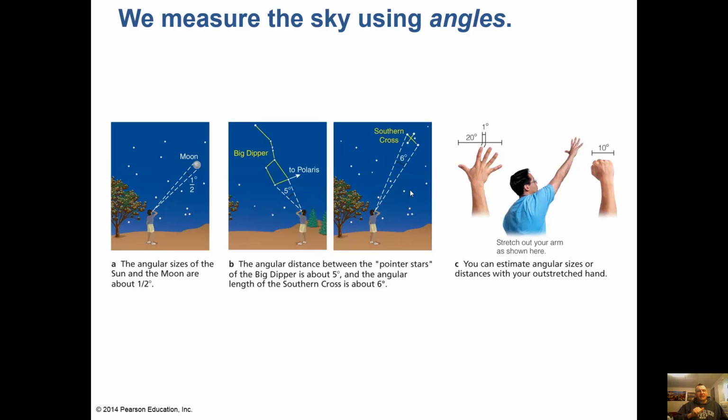I want you to try this someday. I want you to go outside at night, try to block the full moon or block the sun with your thumb and see what you find. I bet you can do it because the sun and the moon are both about 1/2 of a degree in size, in angular size in the sky. If you hold your fist out, that's about 10 degrees, and a full hand width is about 20 degrees.